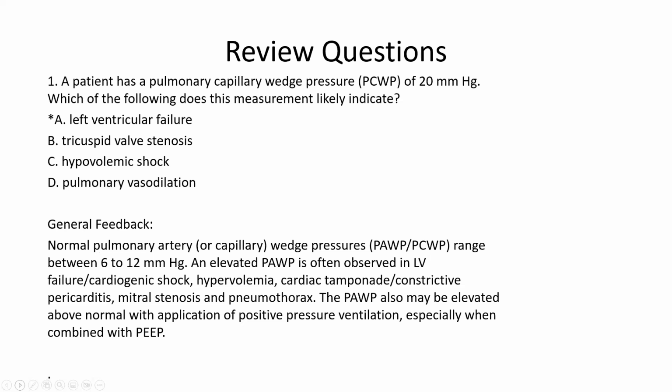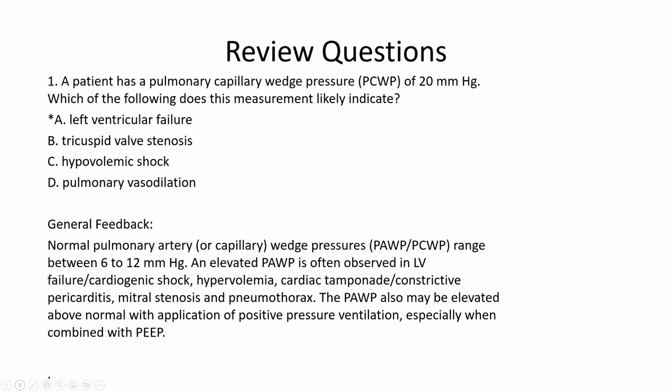Left ventricular failure. I have that one marked. Tricuspid valve stenosis, that's on the right side of the heart. Hypovolemic shock would be low. Pulmonary vasodilation would be low. Normal pulmonary capillary wedge pressure ranges, depending upon which book, from 4 to 12, or 6 to 12. Elevated pulmonary artery wedge pressure is often observed in left ventricular failure, cardiogenic shock, hypovolemia, and so on.